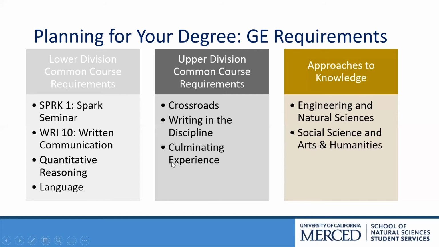And I kind of mentioned it already, the approaches to knowledge. You have the engineering and natural sciences. This was a pretty easy one to fulfill because you pretty much fulfill it with all of your major courses. The social science, arts and humanities, those are usually fulfilled by transfer students initially because you'll take like a psych course and things like that. But if there's anything missing from there, then Erica will work with you on identifying additional coursework to make sure you get those fulfilled.